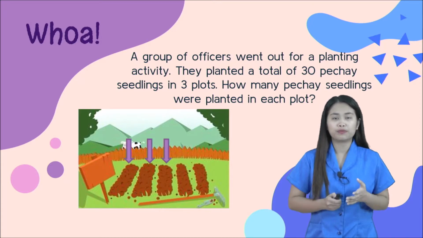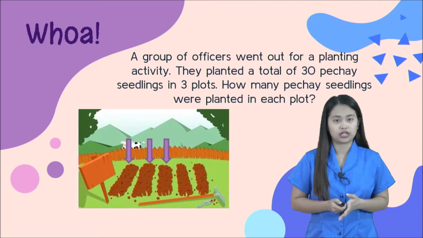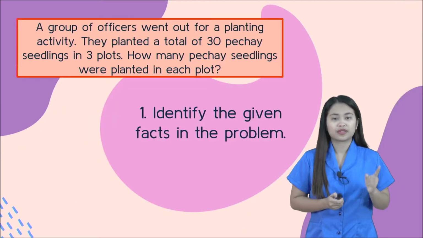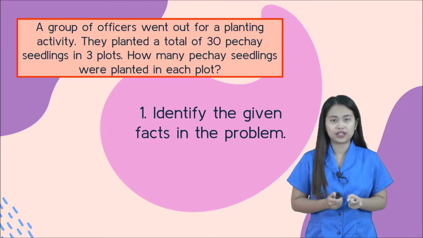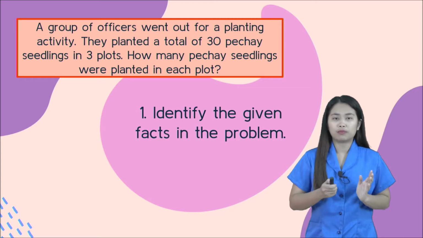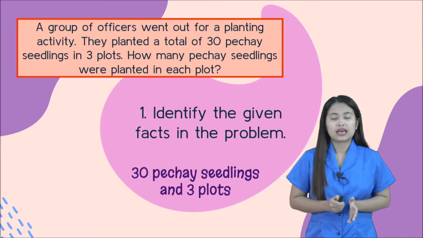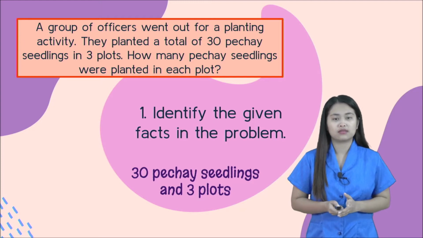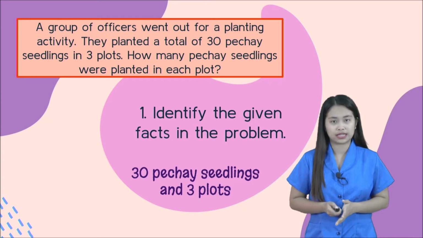So we will base our steps here. The first one: identify the given facts in the problem. That is the first step in solving a one-step word problem. So, in our problem, these are the given facts. We have 30 petchay seedlings and we have 3 plots.